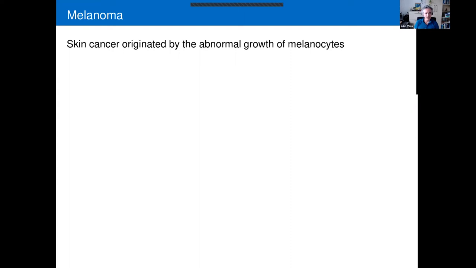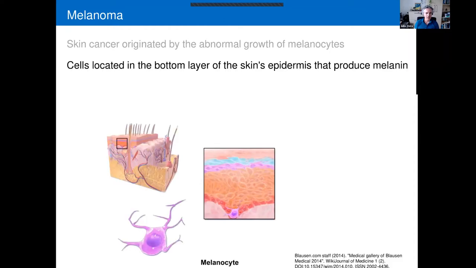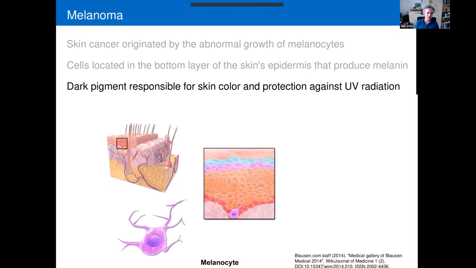Melanoma is a type of skin cancer that originates from the abnormal growth of special cells called melanocytes. Melanocytes are cells located at the bottom layer of the epidermis in the skin. They are special because they produce the pigment called melanin. Melanin is the dark pigment in our skin that protects us against ultraviolet radiation.